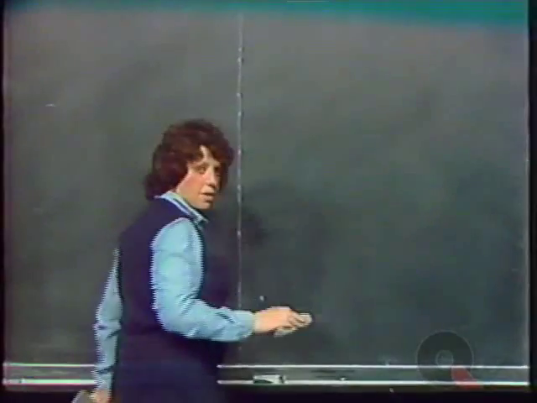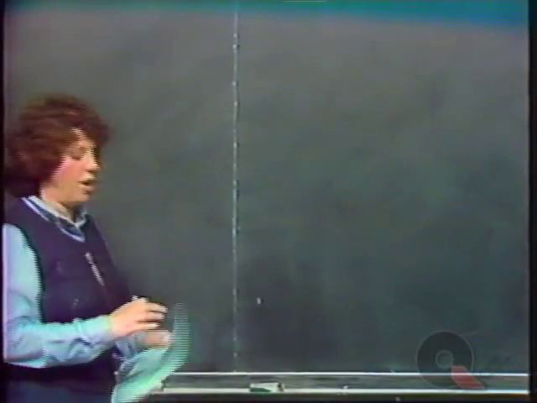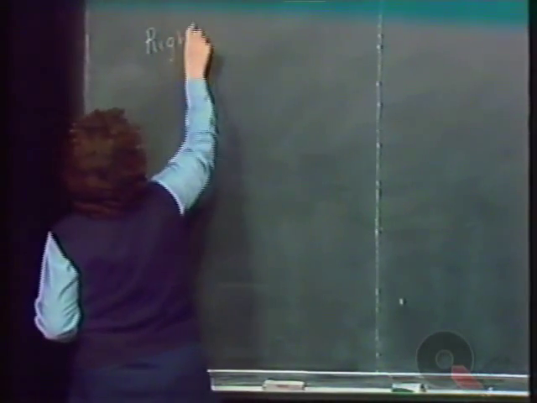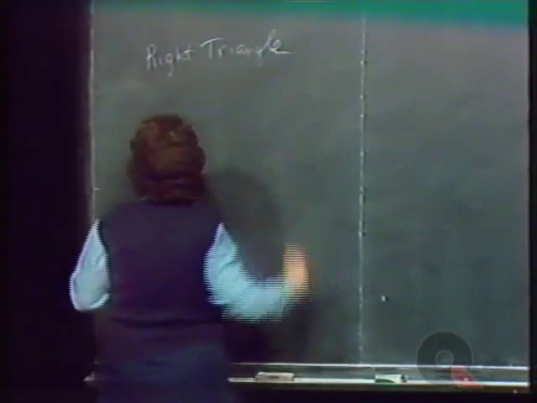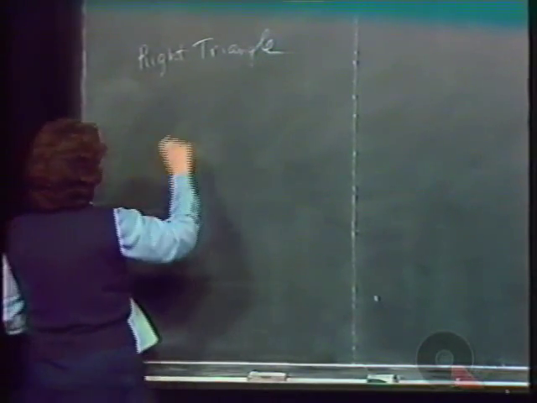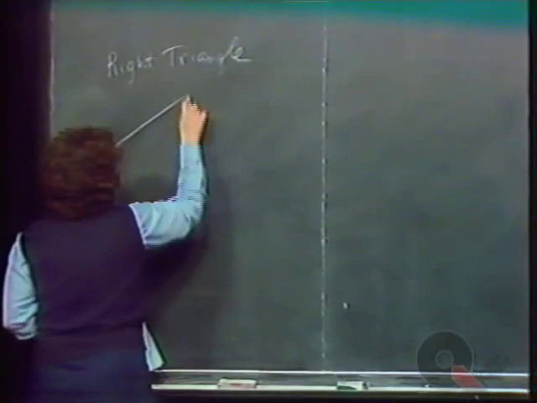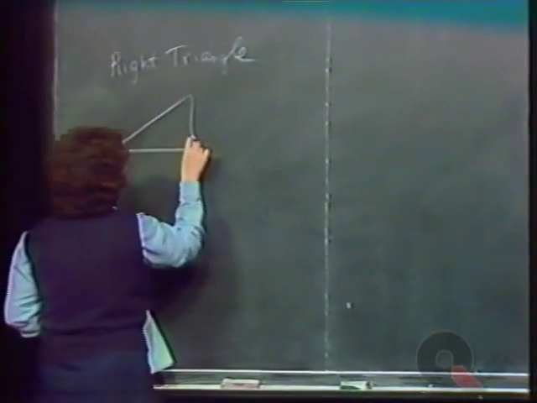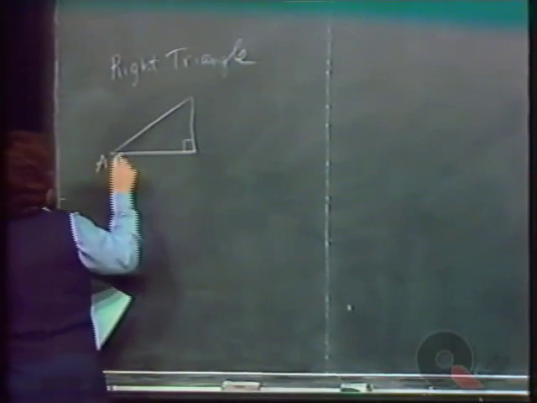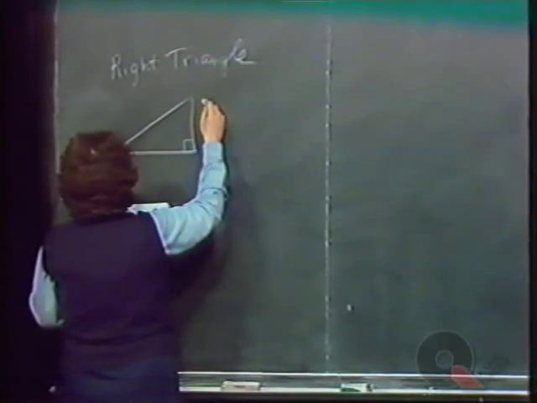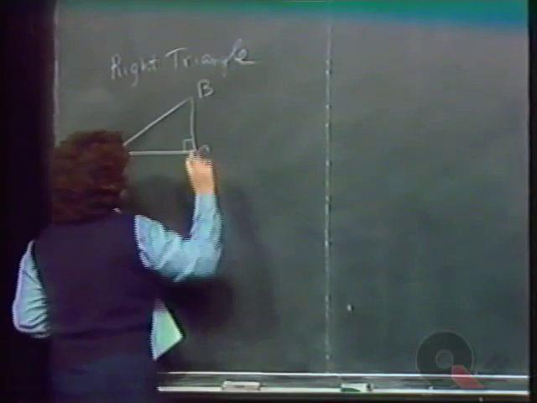It is important to keep these ideas of working with square roots in mind when dealing with right triangles. A right triangle is a triangle that has a 90-degree angle in it. A triangle like that. Let's say this is A, B, and C.